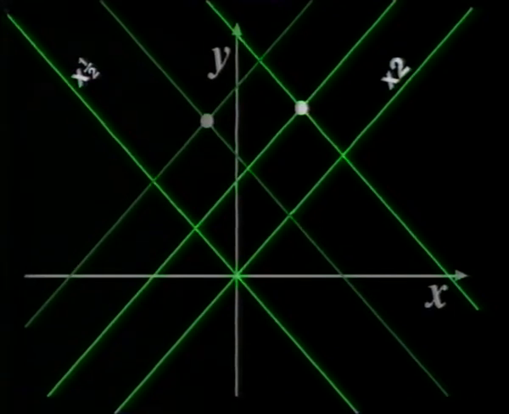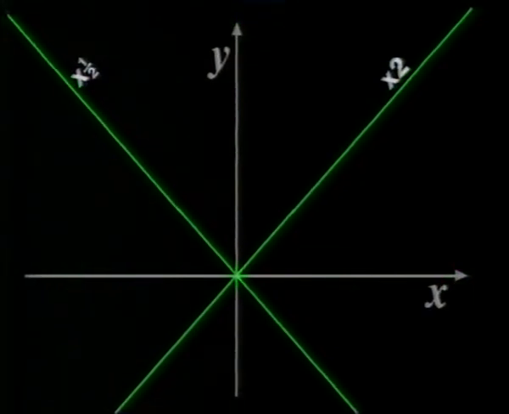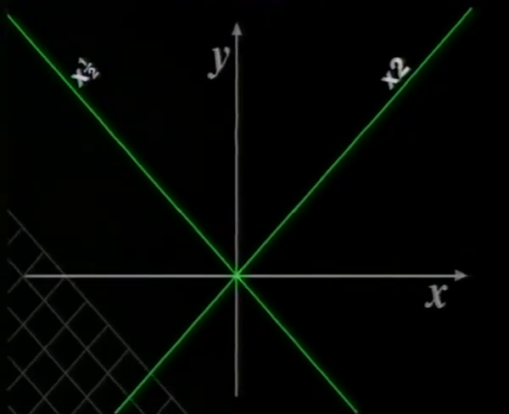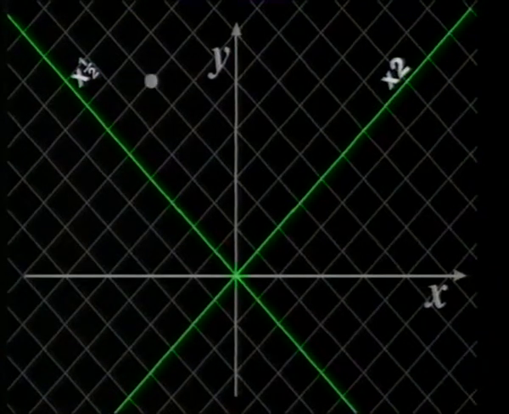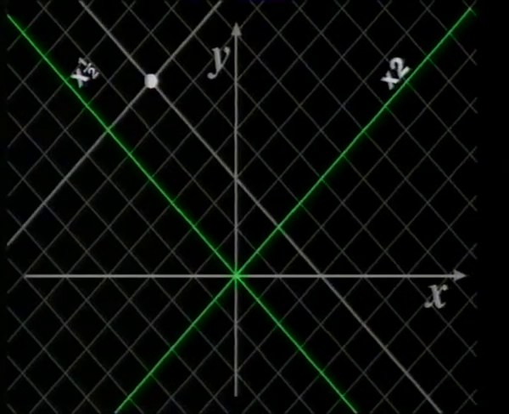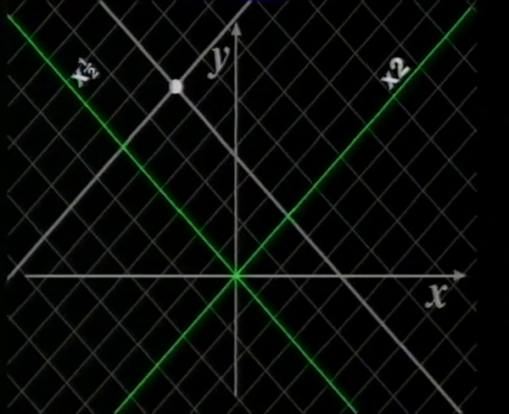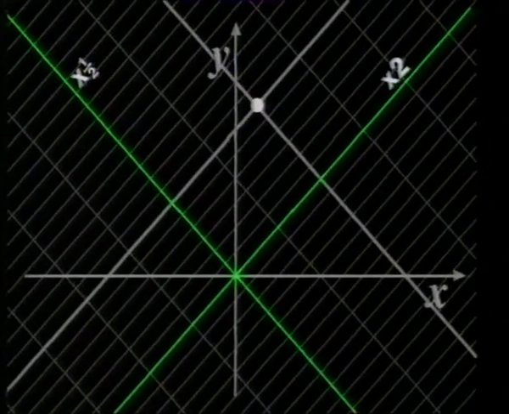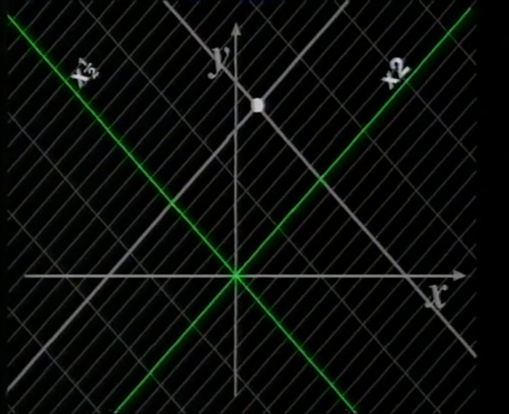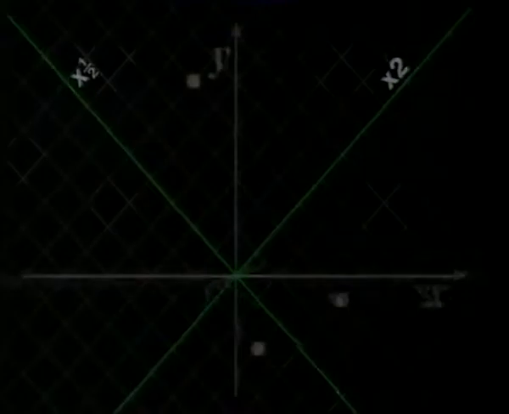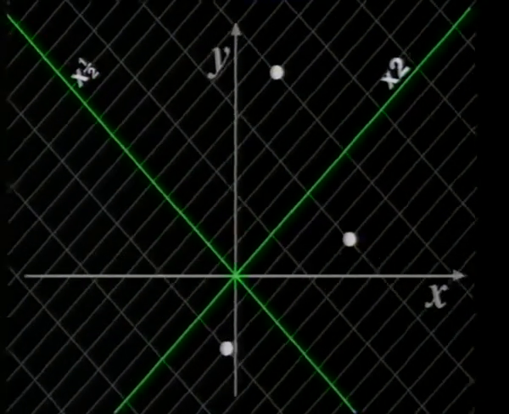Now we can see what happens to any point in the plane if we draw up a grid of lines parallel to the eigenlines. And we'll look specifically at what happens to this point. It's at the intersection of these two lines which transform to these. So the image point is this one. It's easy to see what happens to the other points as well.